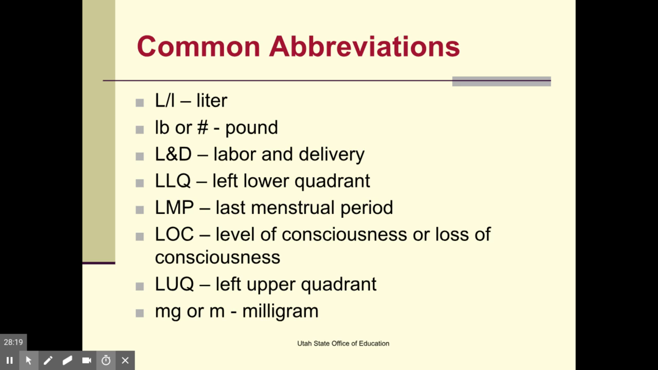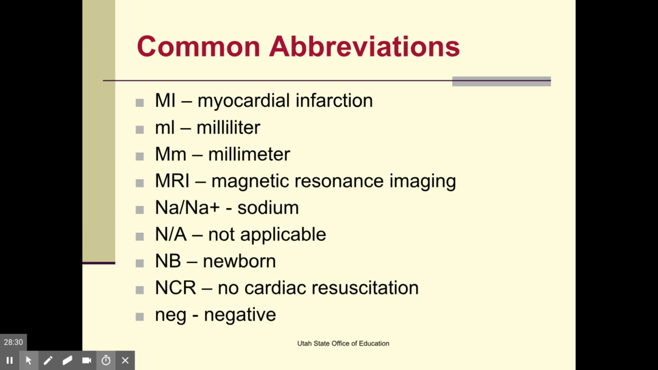LUQ, left upper quadrant, we talked about that one already. Milligrams is mg. We don't really use it as an m because that could be mistaken for meters. So milligram we write as mg. Myocardial infarction would be a capital M, a capital I. And we have to make sure it's capital because if they were little, it might be mistaken for milliliter. And milliliter is mL. Millimeter is 2 small m's. I don't know why that one has a capital, but it's written as 2 small m's.